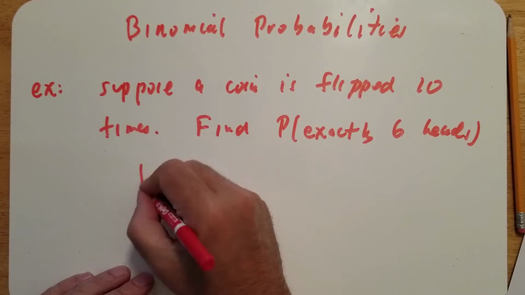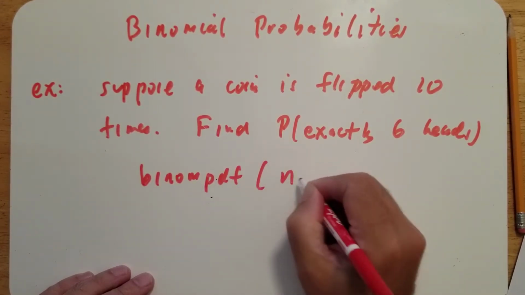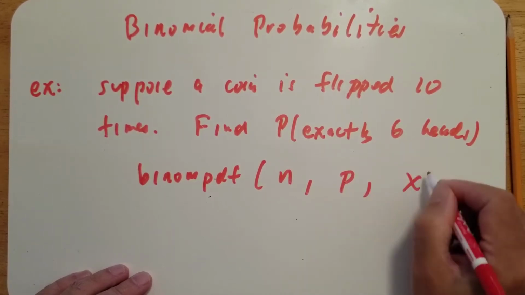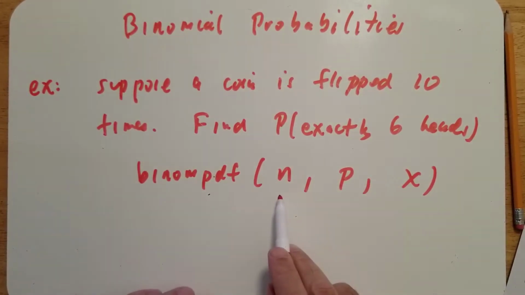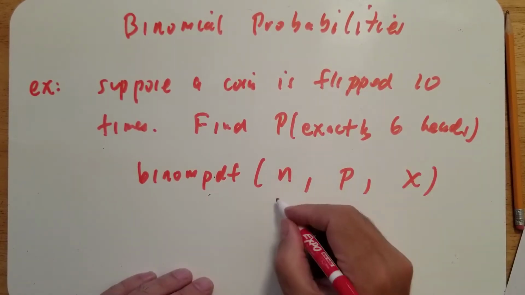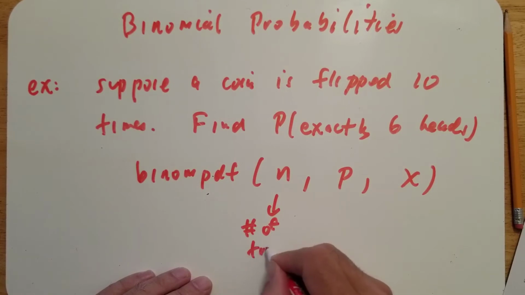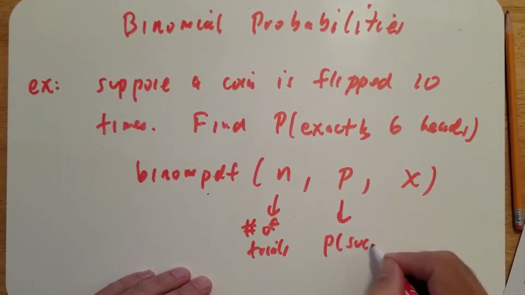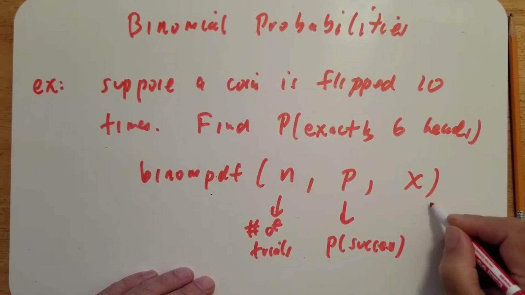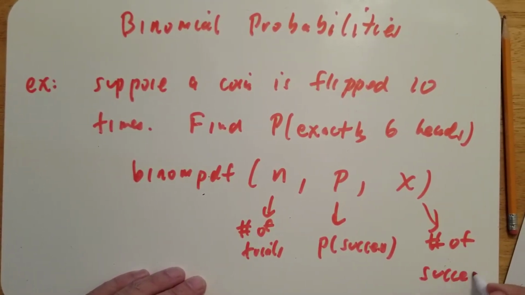So this is going to be a binom PDF NPX, and your job is to identify the N, the P, and the X. The N is the number of trials, so that's 10. The P is the probability of success, and the X is the number of successes.